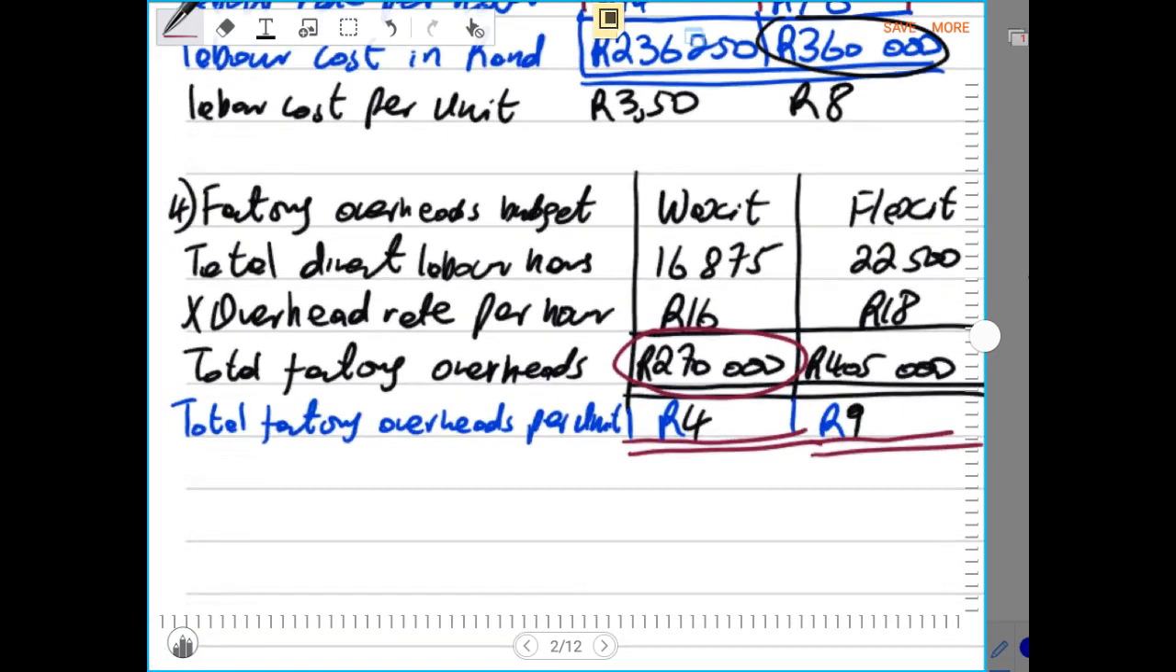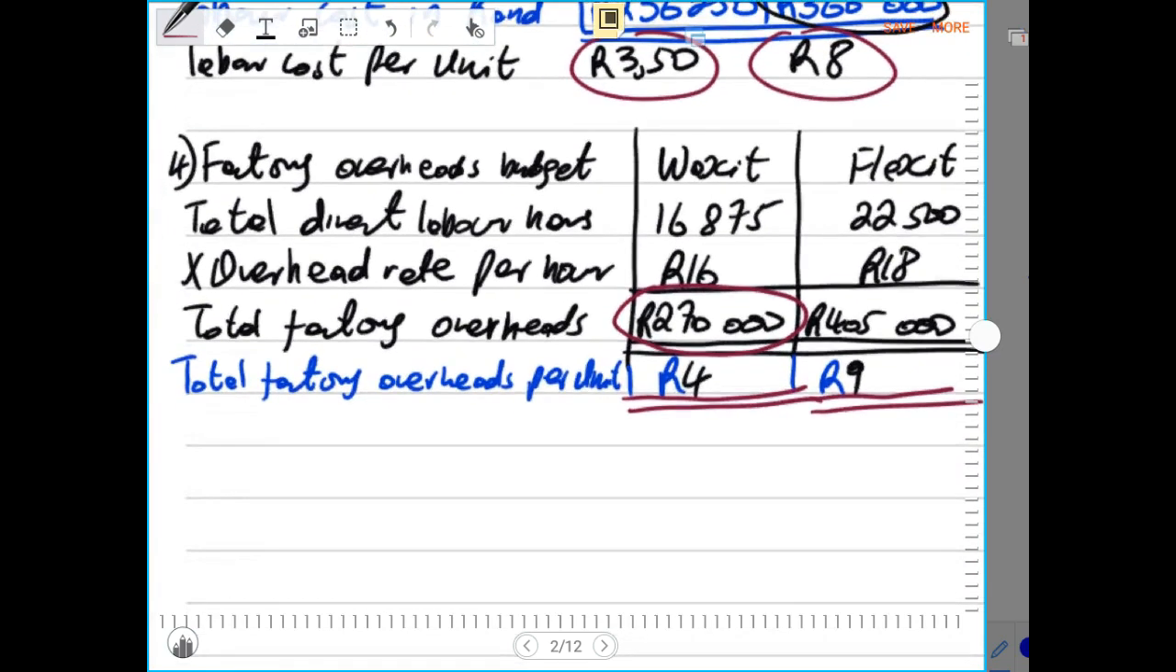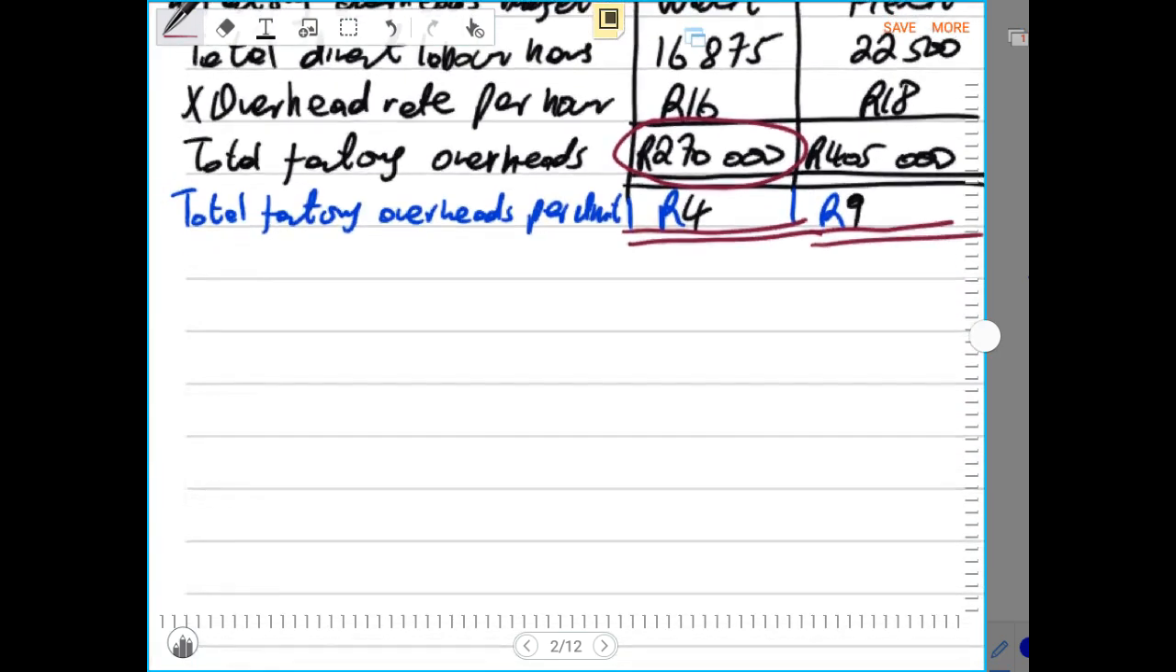Remember, this part is not required, but it's just important for your understanding. Similarly with this one, this was not required, but it's very important you understand how to calculate this budget per unit, because sometimes they can be required to be calculated per unit. Therefore, now we have done the 4th budget, and we go to the 5th budget.